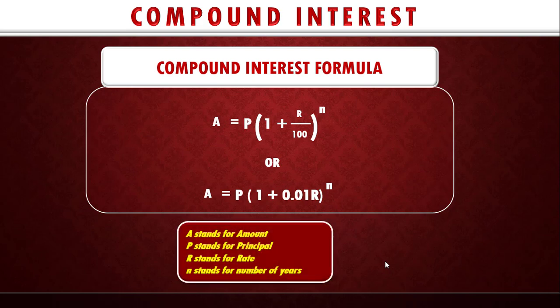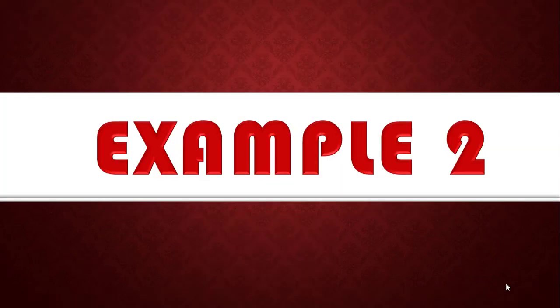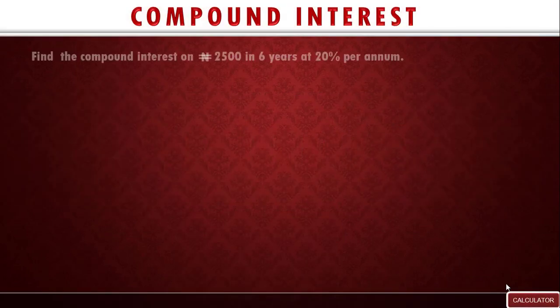A stands for amount, P stands for principal, R stands for rate, and n stands for number of years. Let me show you example 2. Find the compound interest on 2,500 naira in 6 years at 20% per annum. In this question, we'll be making use of the compound interest formula.